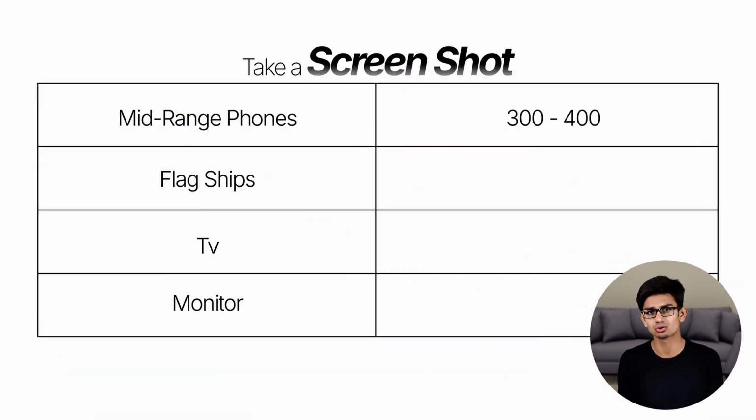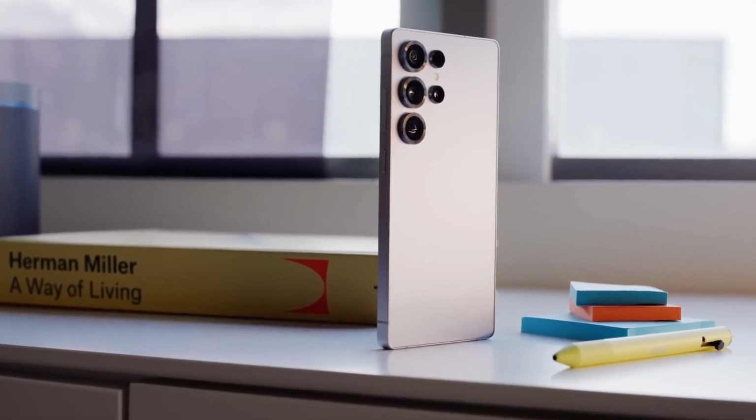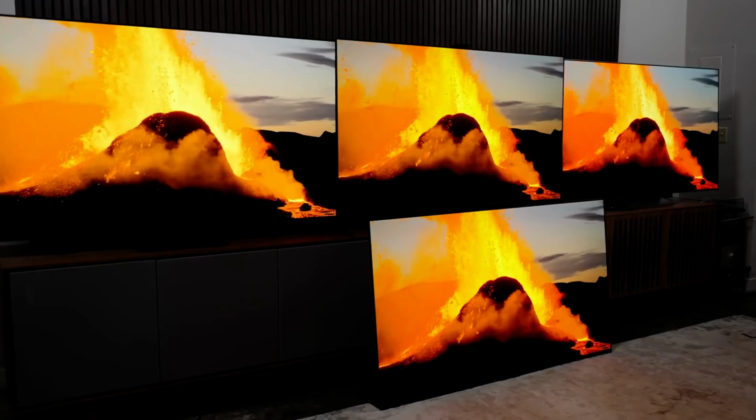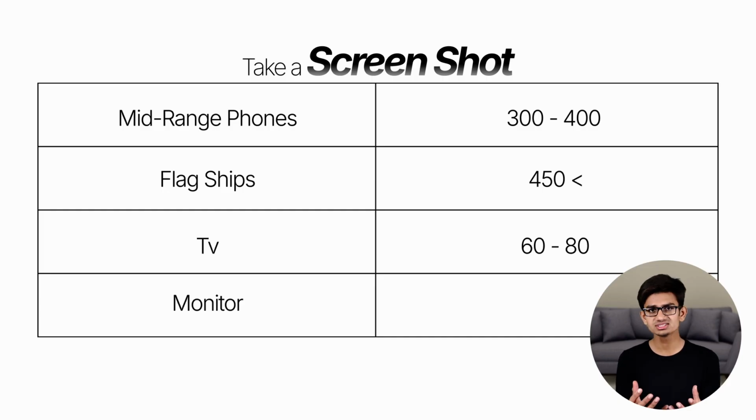For a mid-range smartphone, it should be somewhere around 300 to 400. But for your next premium flagship device, it should be more than 450. For wall-mounted TVs, 60 to 80 ppi is more than enough. But for a monitor, it should be somewhere around 90 to 150 due to closer viewing distances. For bigger screen sizes, you can also choose a little bit higher number, but that's gonna cost you a little bit more extra money.